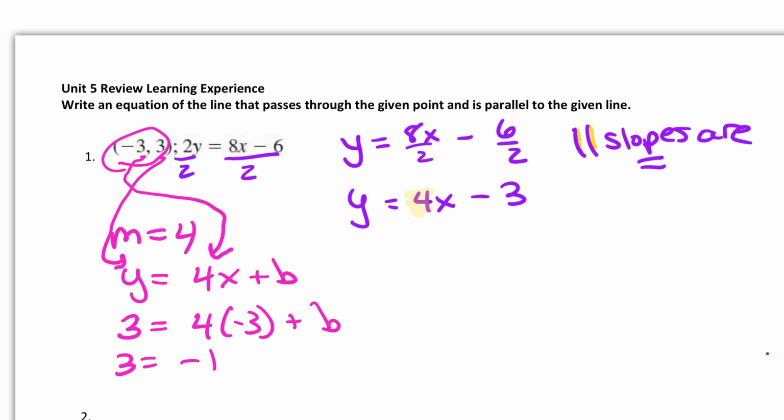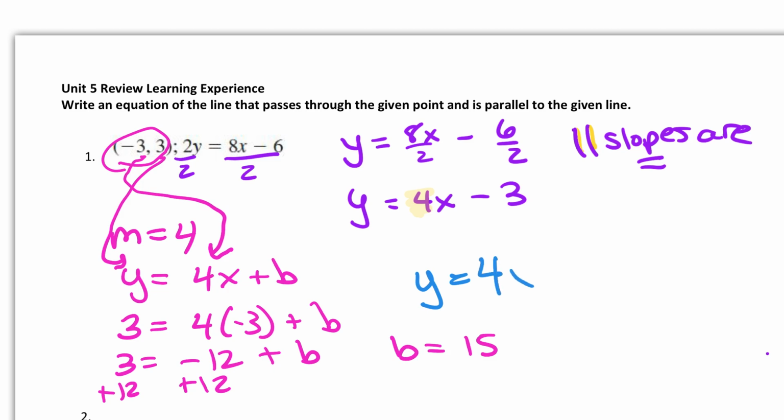3 is equal to negative 12 plus b. Oops, let's write that b a little bit better. I'm going to add 12 to both sides, and I'm left with b is equal to 15. So the equation of the line is y is equal to 4x plus 15.